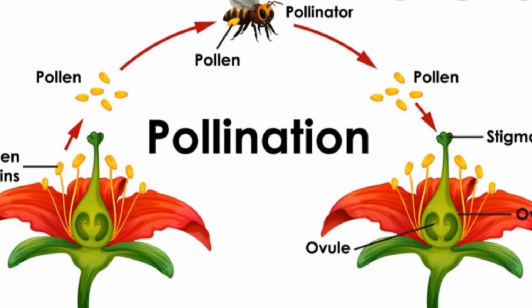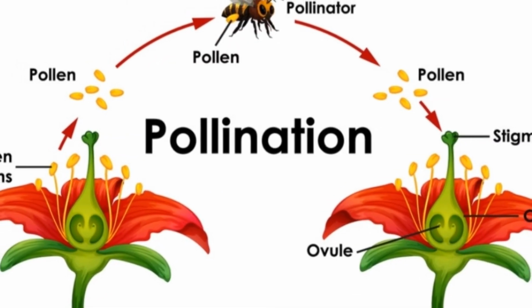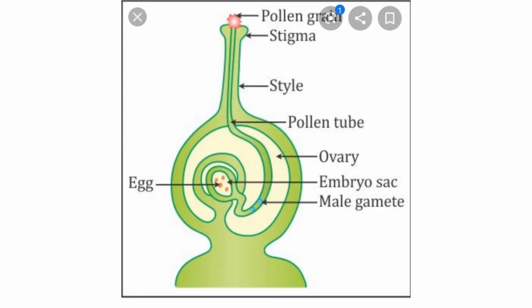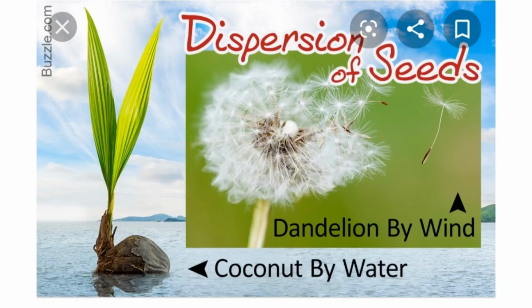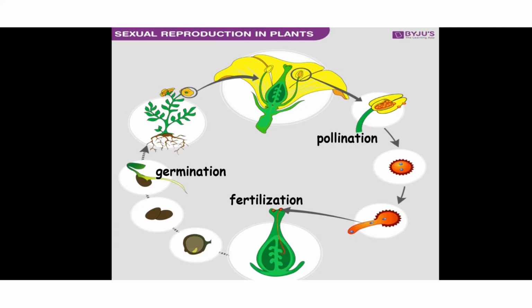Today, we learned about pollination, how the pollen grains from the male reproductive part reach the female reproductive part, and how fertilization happens inside the ovary by the fusion of male and female cells to form seeds, and how the seeds are dispersed, and the structure of the seed and how the seed germinates. So the complete life cycle of a plant passes through three processes: pollination, fertilization and germination.